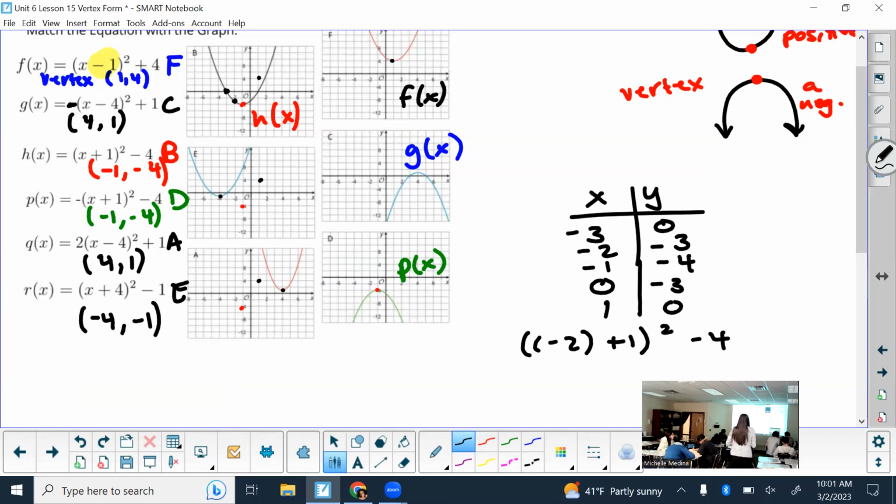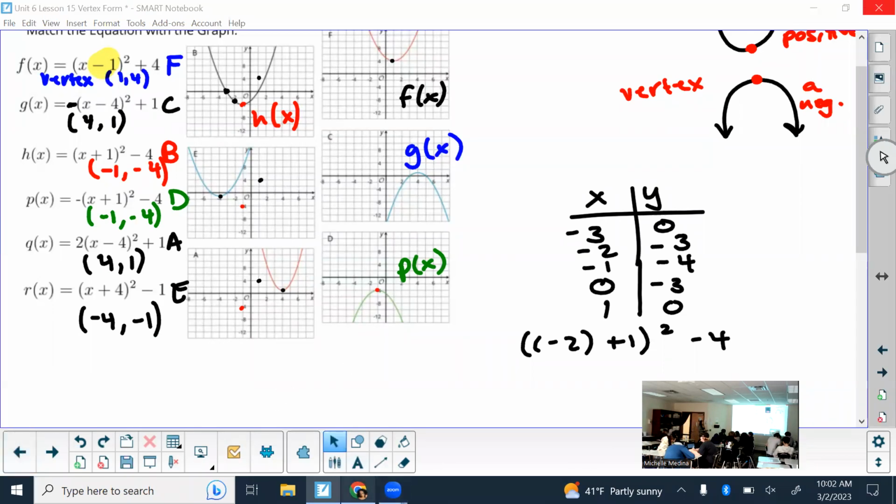Desmos. I try not to have you use that as a starting point, because sometimes the answers look really similar anyway, so make a table as a strategy. Questions at all? All right, we're almost done, don't worry.